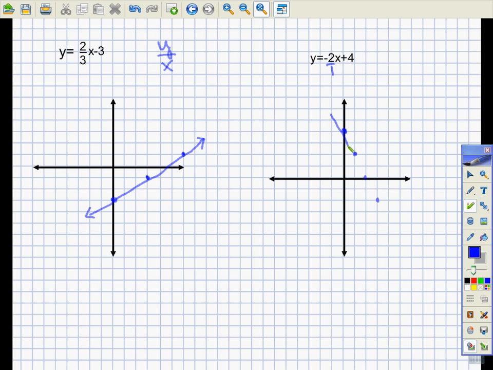Now we're going to connect the dots. Put arrowheads indicating the directions, and you just graph both equations.